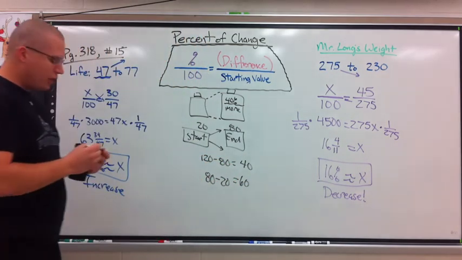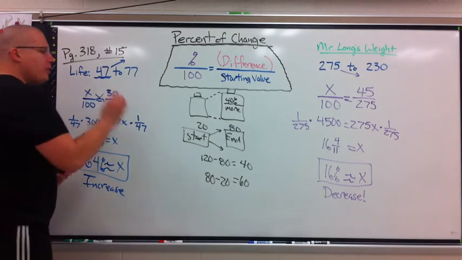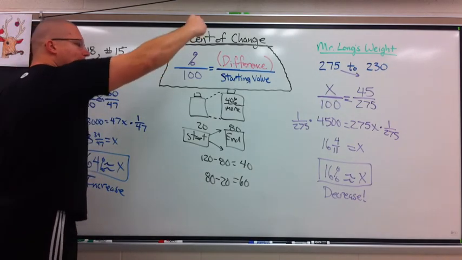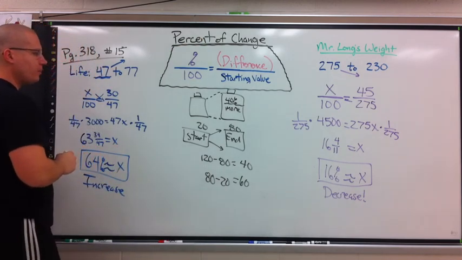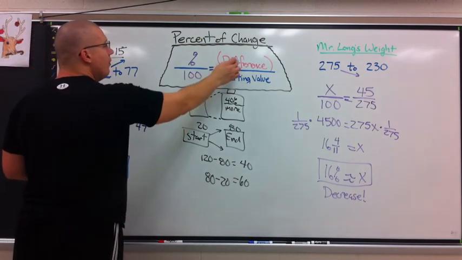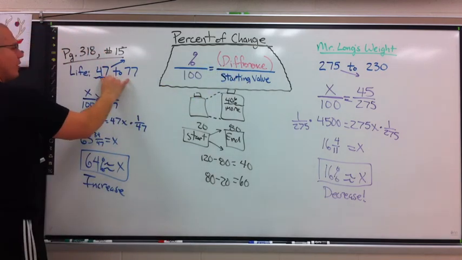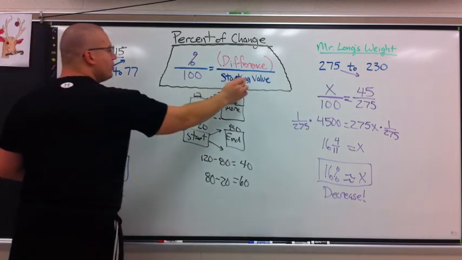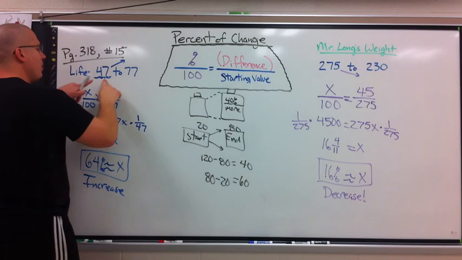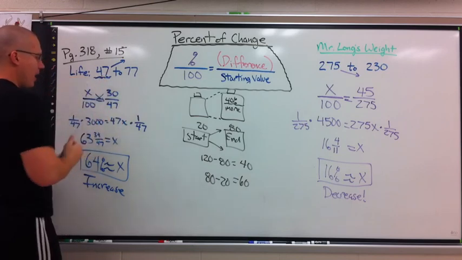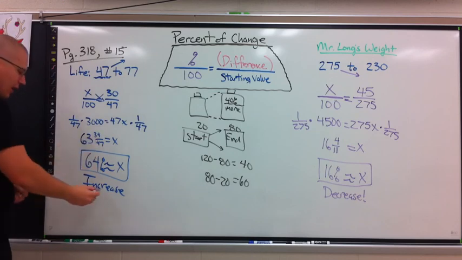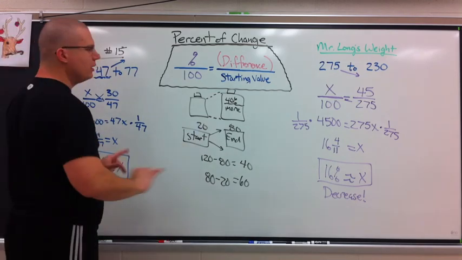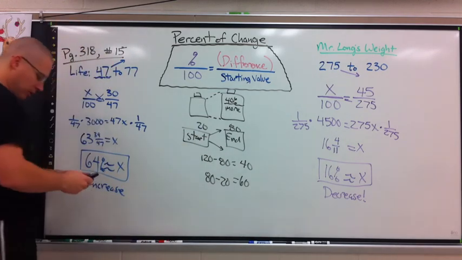So this is percent of change. Take your first number, does it expand into a bigger number or contract into a smaller number? Okay. Find the difference of the two numbers, that goes up top. Take the starting value, the first number in your problem, and it goes on the bottom. Solve, round to the nearest whole percent, figure out did you increase or decrease, and you're done. Good luck.